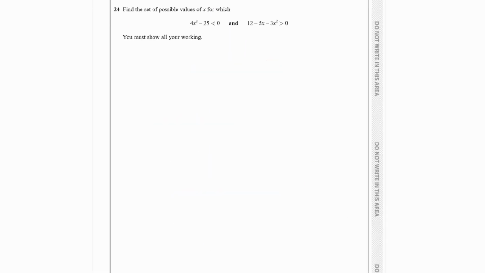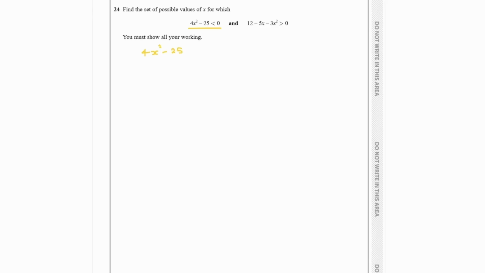Number 24. Find the set of possible values of x for which 4x squared minus 25 is less than 0 and 12 minus 5x minus 3x squared is greater than 0. You must show all your working. So first we need to find the solutions to the first inequality, and in order to do that we would first have to find the solutions by equating this to 0.